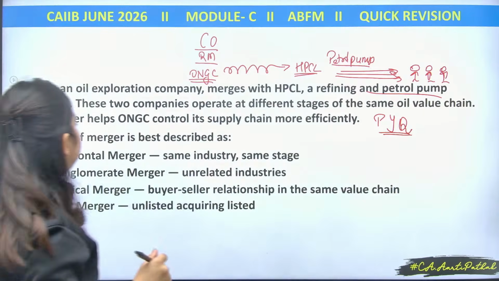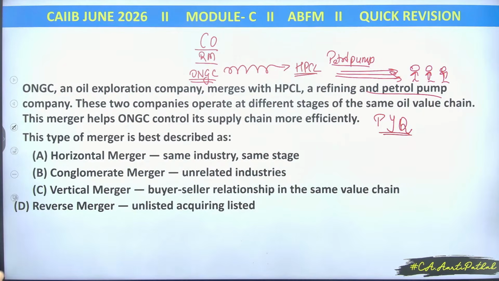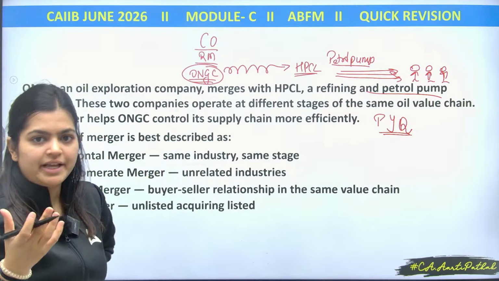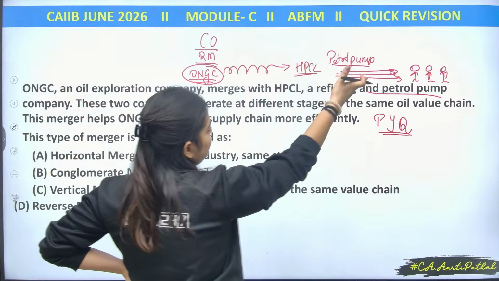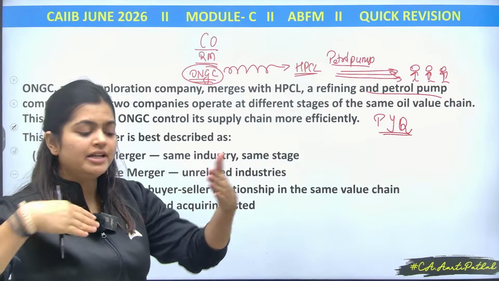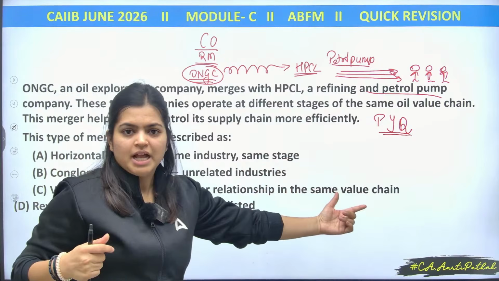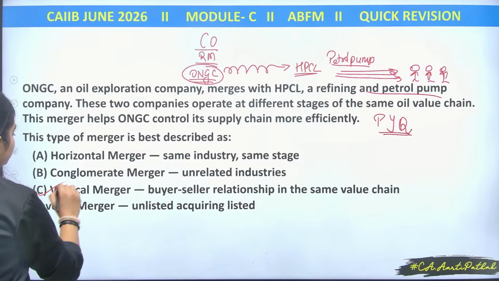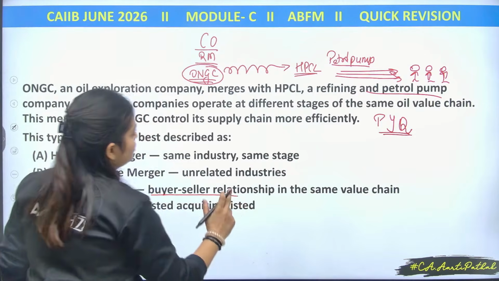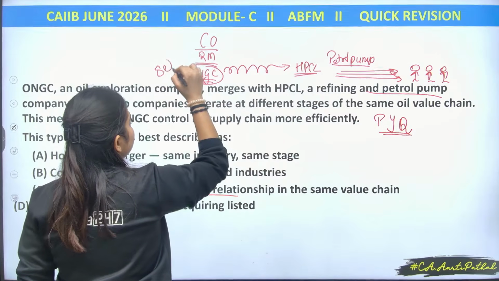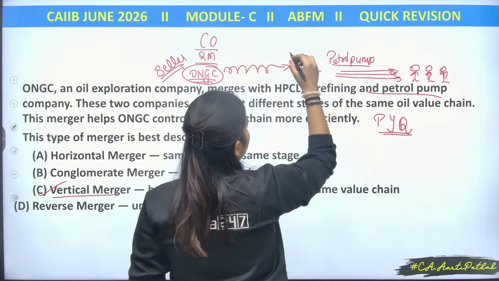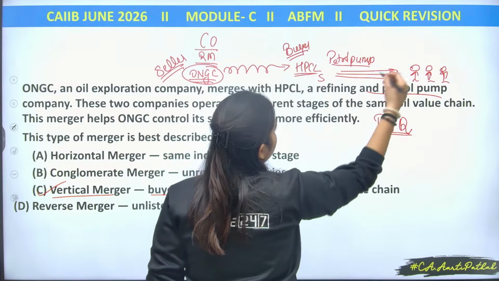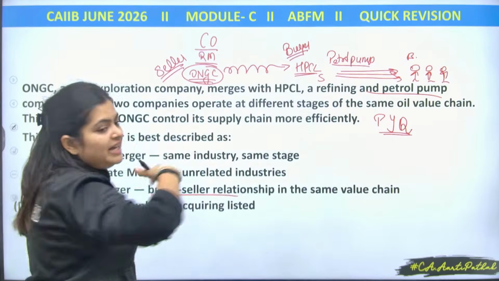So this is which type of merger? This is your raw material supplier, and this is your retail supplier. Both are standing at different levels of the supply chain. Correct? They are not standing in the same position. So the right answer is vertical merger, buyer-seller relationship. Here, ONGC becomes the seller of this oil and HPCL becomes the buyer. And then when they are selling to the customer, they become the seller and the customer becomes the buyer. So this is the relationship.